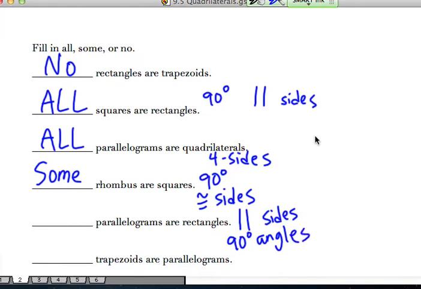Now, not all parallelograms have this, so it's definitely not all. But some of them might. Some of these parallelograms are going to have 90-degree angles and make it a rectangle, okay? And then trapezoids are parallelograms.